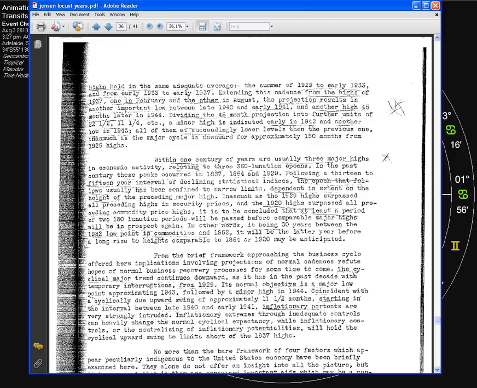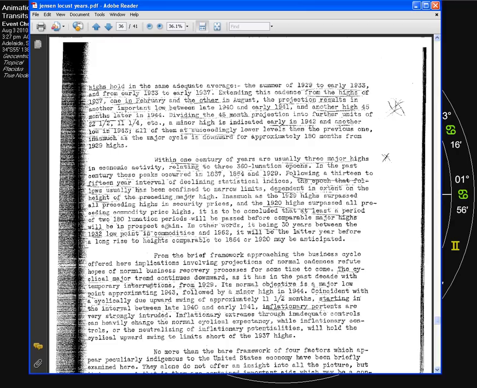Inasmuch as the major cycle is downward for approximately 180 months from the 1929 highs. Within one century of years are usually three major highs in economic activity, relating to three 360 lunation epochs. In the past century, these peaks occurred in 1837, 1864, and 1929, following a 13 to 15 year interval of declining statistical indices. The epoch that follows usually has been confined to narrow limits, dependent in extent on the all preceding highs in security prices, and the 1920 highs surpassed all preceding commodity price highs.